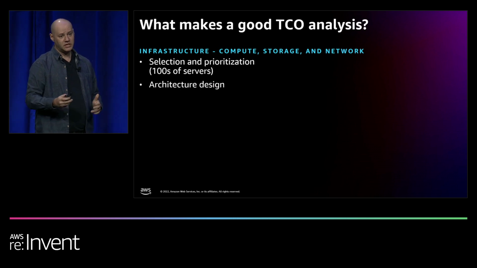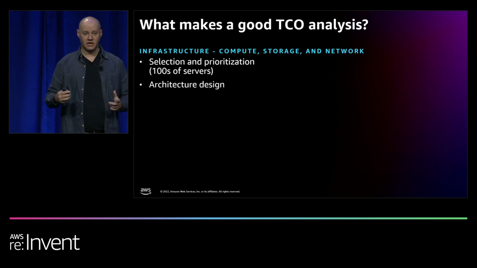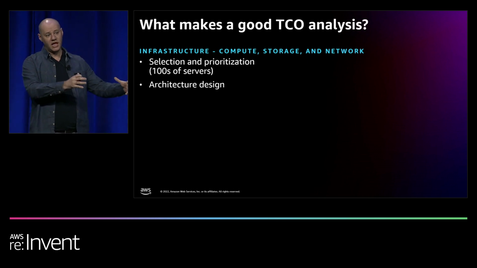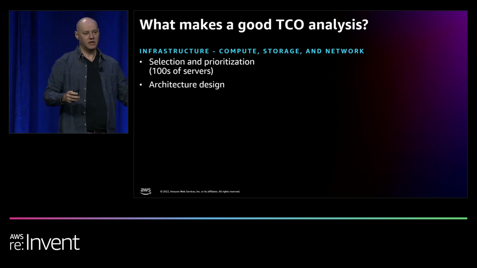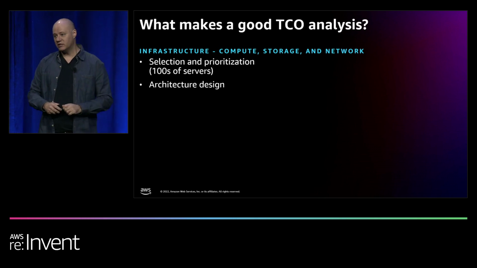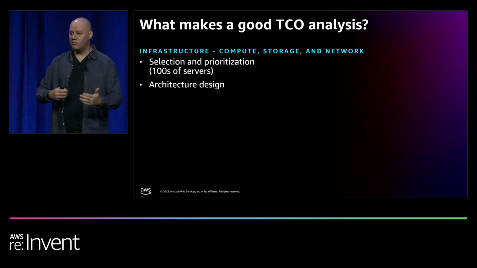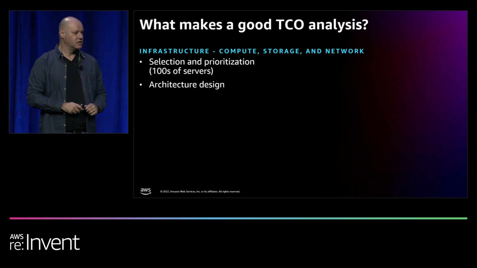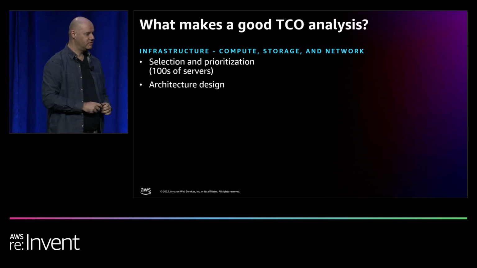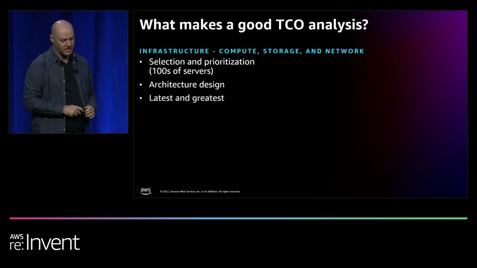You also want to take into consideration the architectural design for the workloads. Are you moving everything to AWS, or are you leaving something behind? If you are leaving part of the application behind, probably you have to think about Direct Connect and edge computing. So we need to take that into consideration for our TCO analysis.